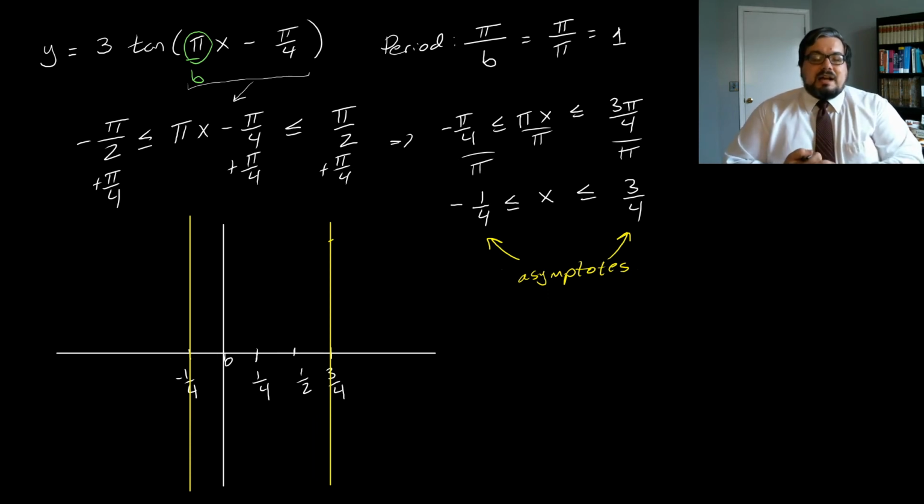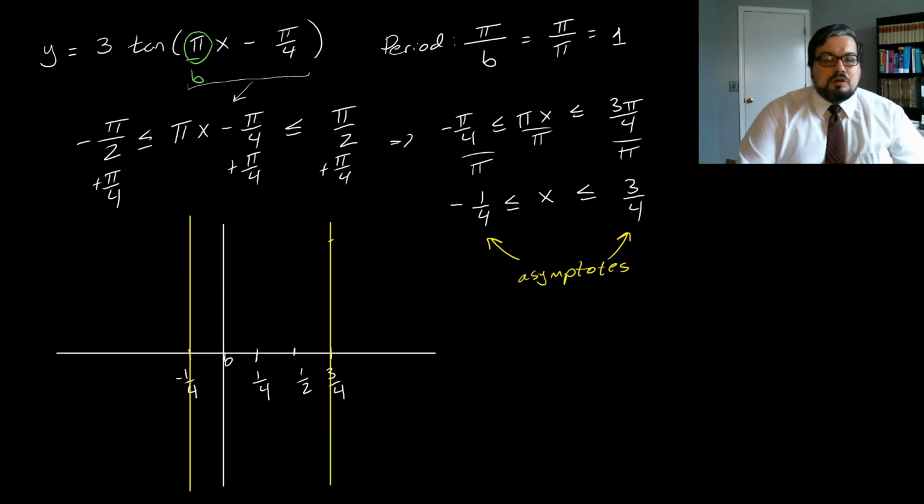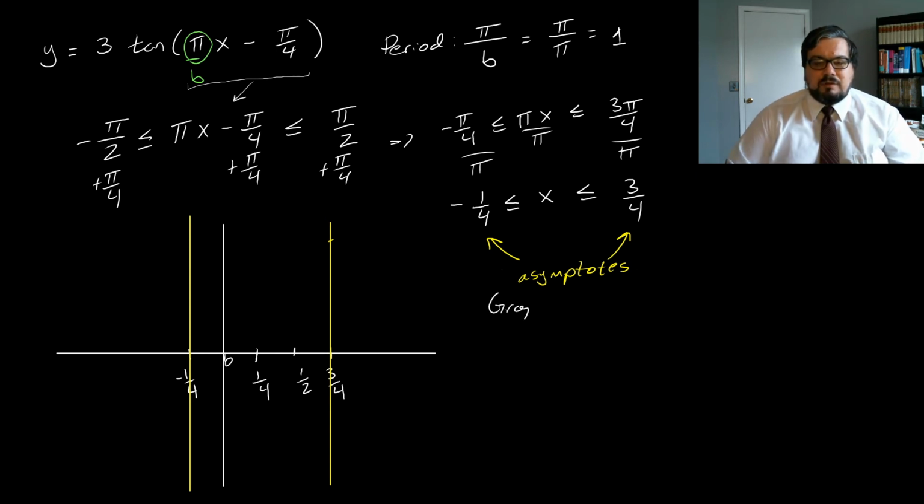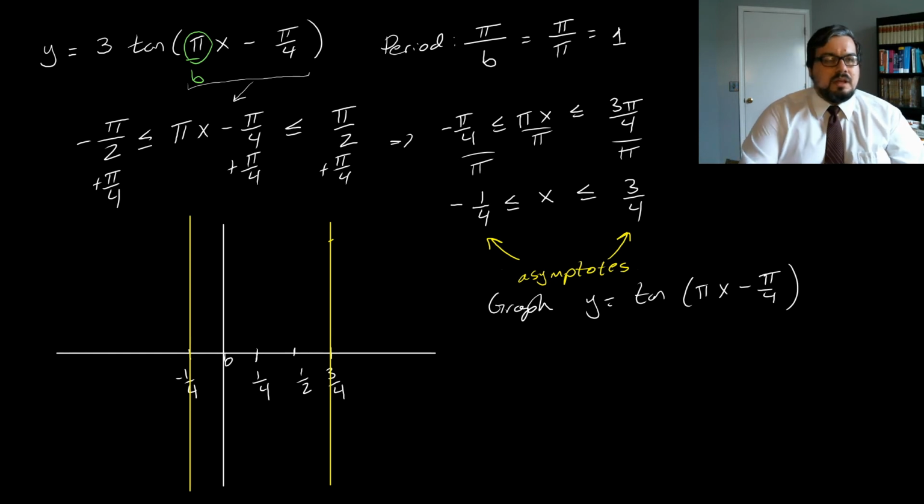Now, at this point, I recommend graphing out the function without the 3 in front. So let's just graph y equals tangent of pi x minus pi over 4. And the reason why you'd want to do that is because we can make it match up exactly with the graph that we're familiar with, just with different tick marks on the x-axis.